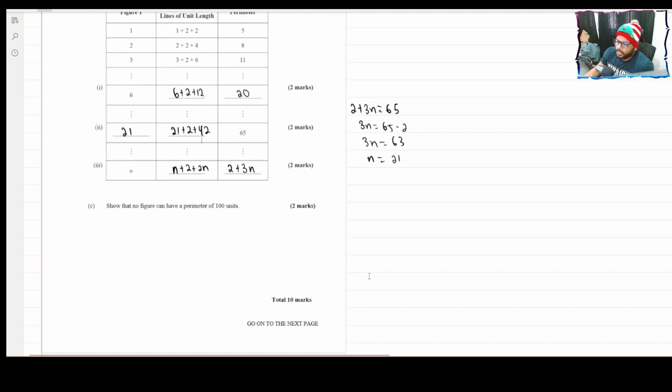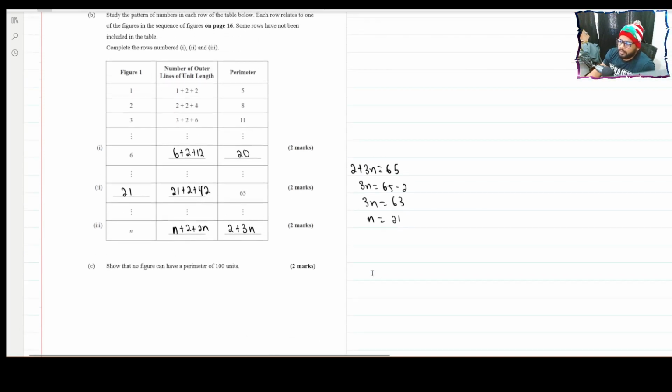Show that no figure can have a perimeter of 100 units. Two ways I can do this. I can calculate the figure number that has probably a number before 100 and a number after. The next figure number will have a number after 100, or you could do it by trial and error.